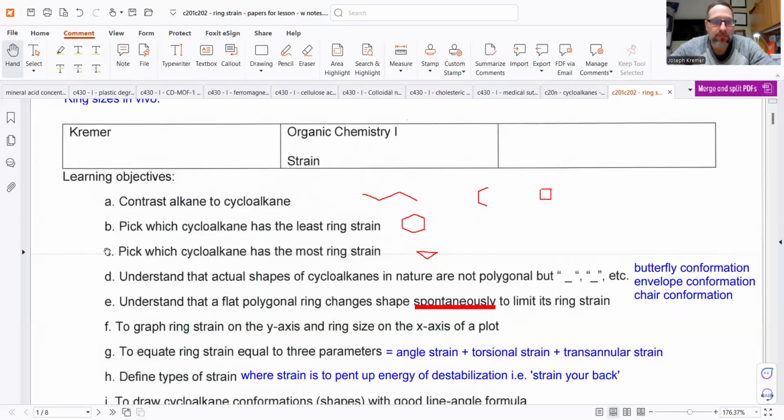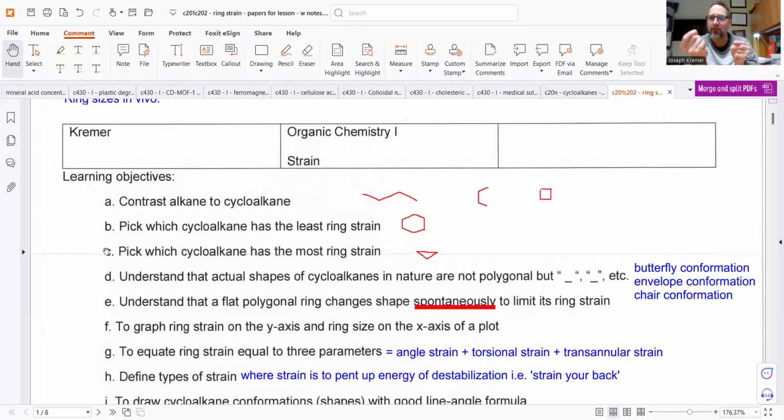Part C. Pick which cycloalkane has the most ring strain. The most ring strain, for reasons to be discussed, is cyclopropane, far and away. Three-membered rings you see in pyrethrins, or they do exist in vivo. But these three-membered rings have the most ring strain. They have the most pent-up energy.